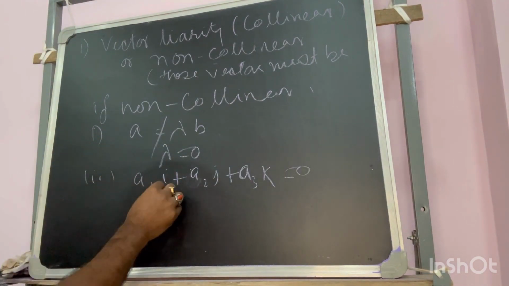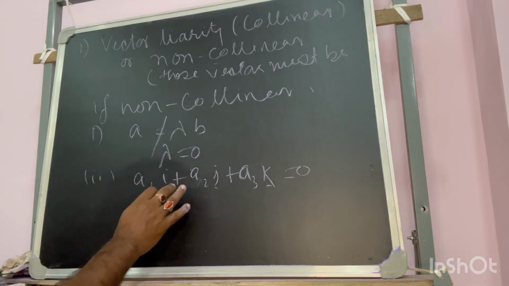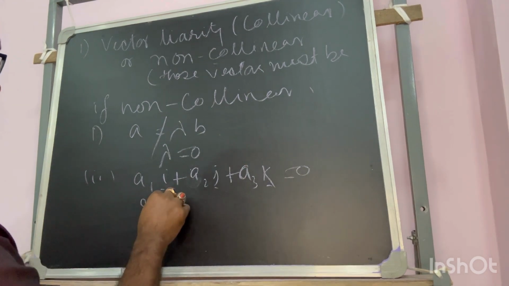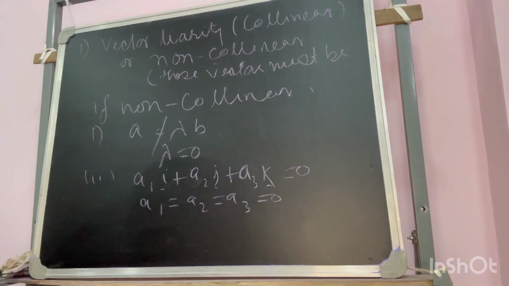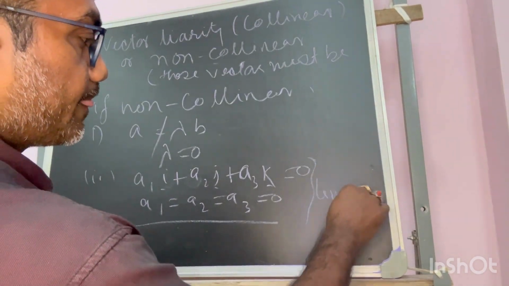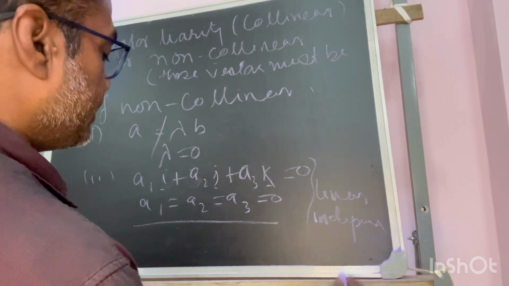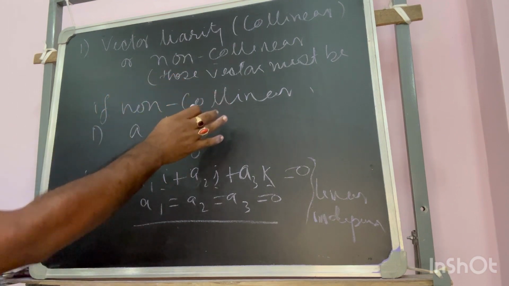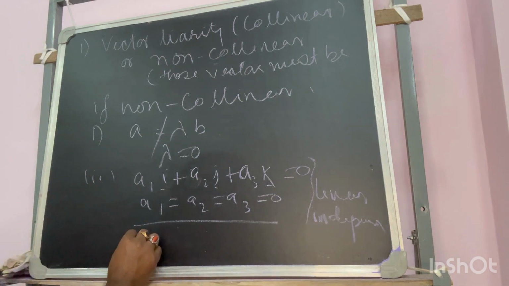Now these are non-zero, so if it has to be 0, then individually they all have to be 0. This is the non-collinearity, and this condition is said to be the linear independency. Independency means they are not dependent on each other. So if it is non-collinear, the condition of linear independency can be generally represented like this.